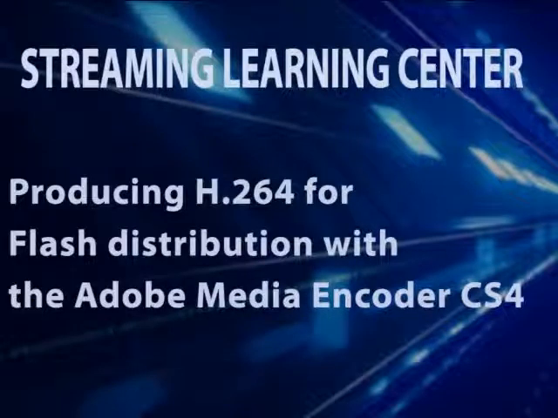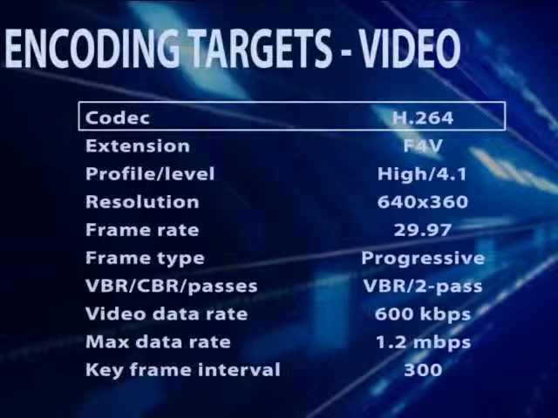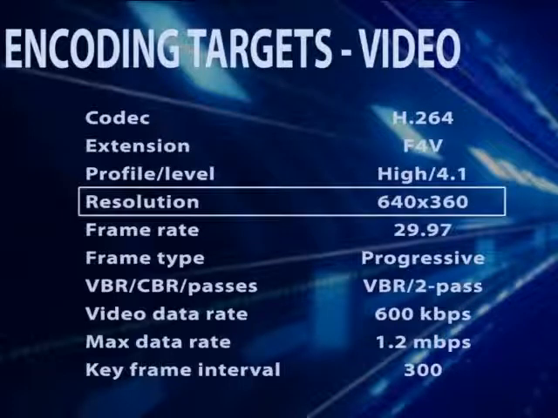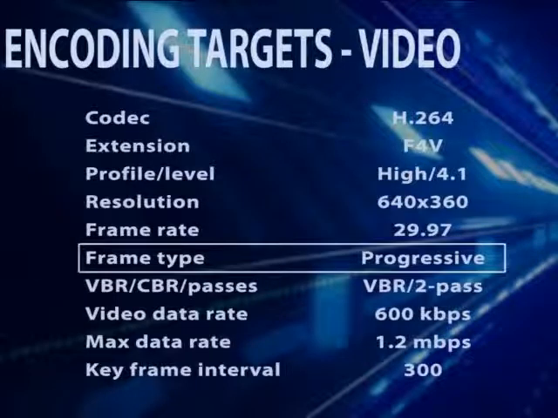This tutorial details how to produce H.264 files for Flash distribution using the Adobe Media Encoder CS4. I'll encode using the H.264 codec and F4V extension. I'll encode using the high profile and level 4.1. My target output resolution is 640 by 360 for a widescreen display at 29.97 frames per second, progressive of course.